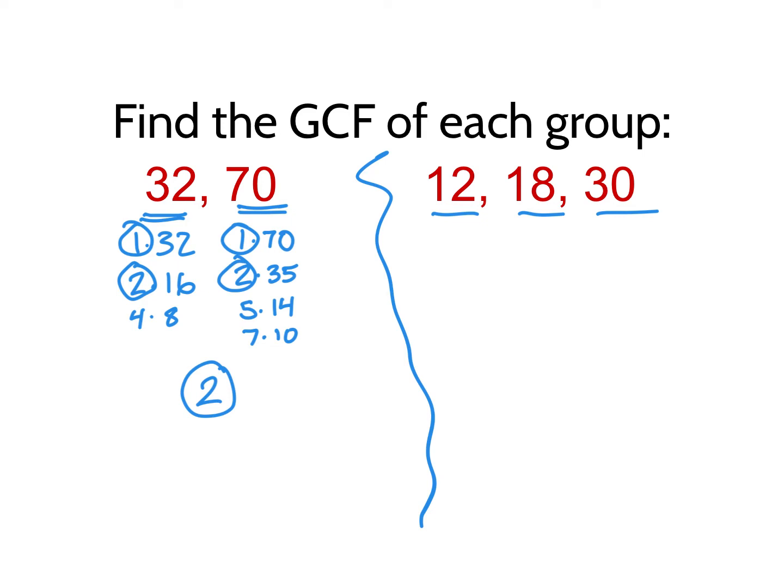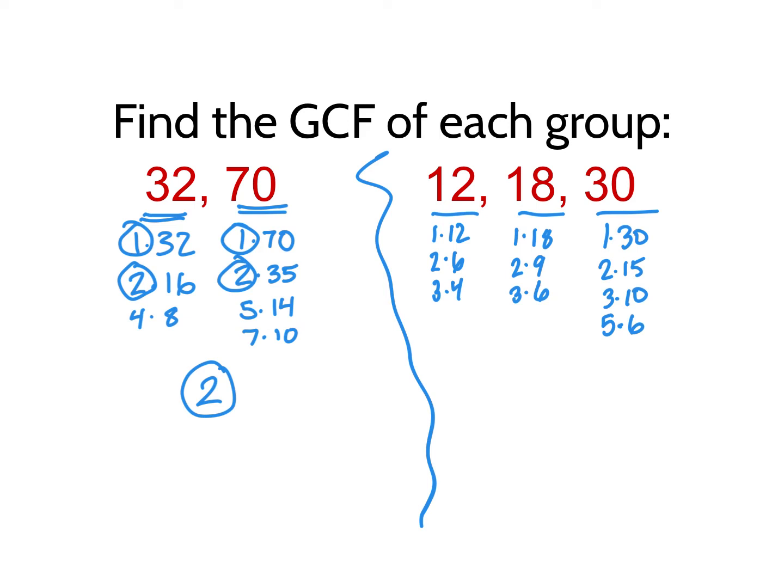The next one, I'm going to take 12 and say, all right, 1 times 12, 2 times 6, 3 times 4. 18, 1 times 18, 2 times 9, 3 times 6, 4 and 5 don't work. 30, 1 times 30, 2 times 15, 3 times 10, 4 doesn't work, and then 5 times 6. So I'm looking through my list.